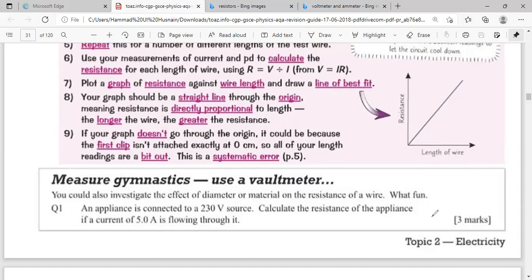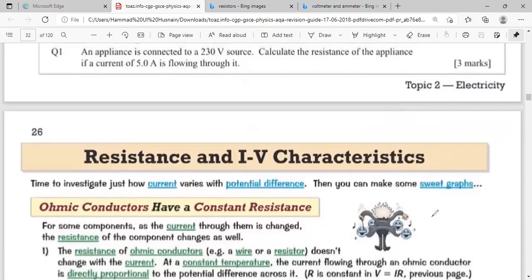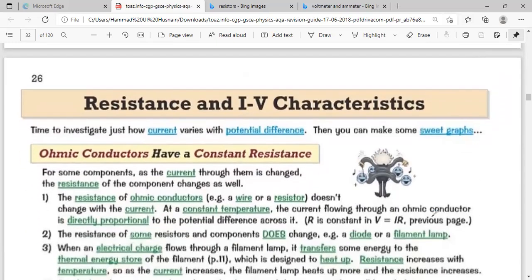5 times something, because we need to work out resistance. So then we do 230 divided by 5. Yes, great. So this is how you will find the answer, and what unit will you use for resistance? Ohms. Ohms, right? That's great. The answer is 46 ohms, right?